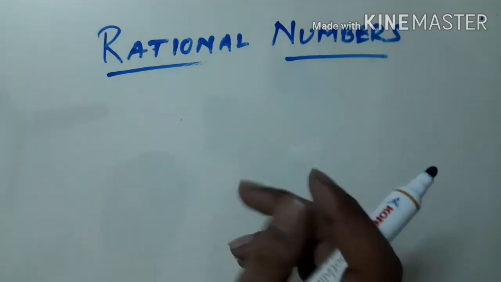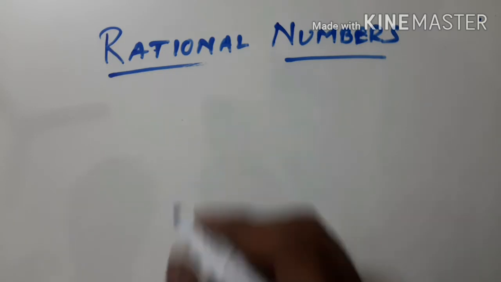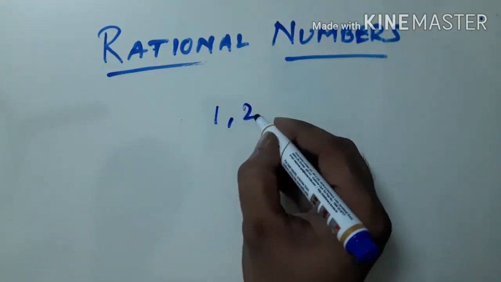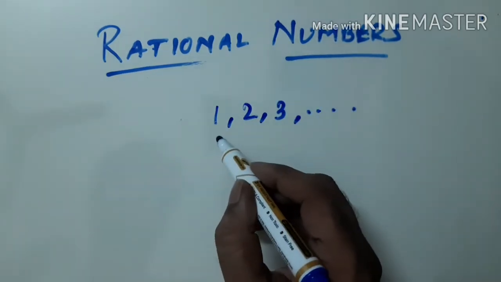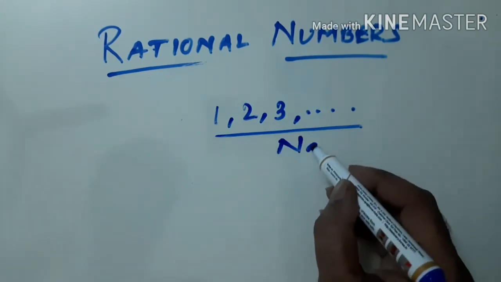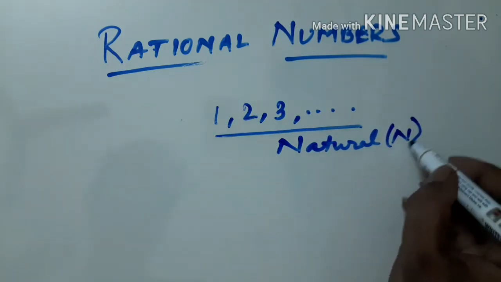Hello friends, today we will learn about rational numbers. So before going to the topic, let's discuss some other numbers that we have learnt earlier. Starting with the numbers 1, 2, 3 and so on. As we know, these are called natural numbers and they are denoted by the letter N.